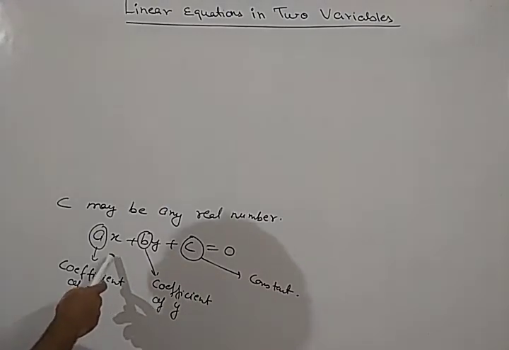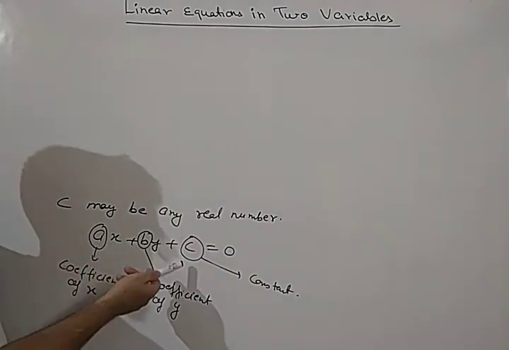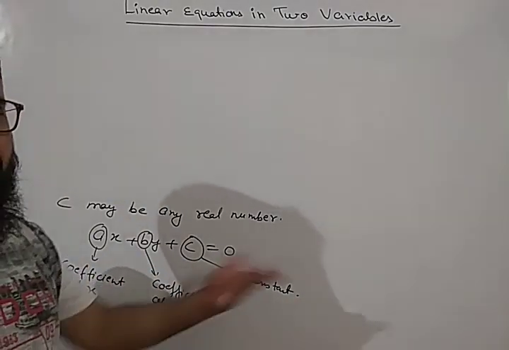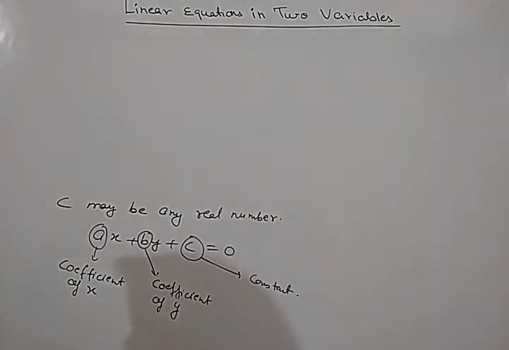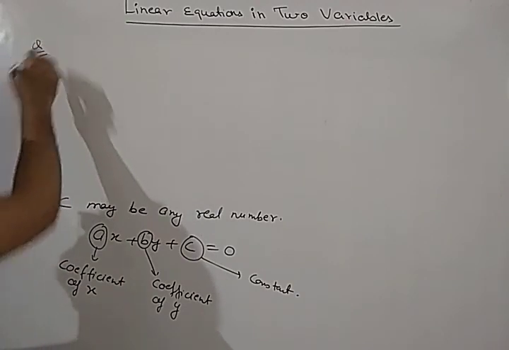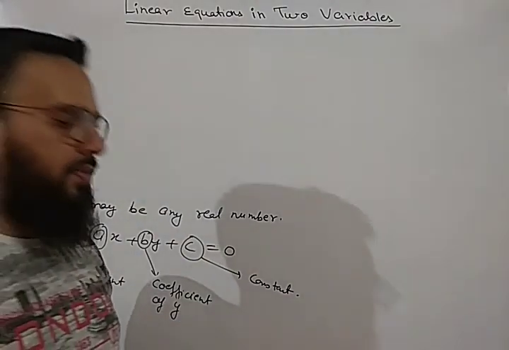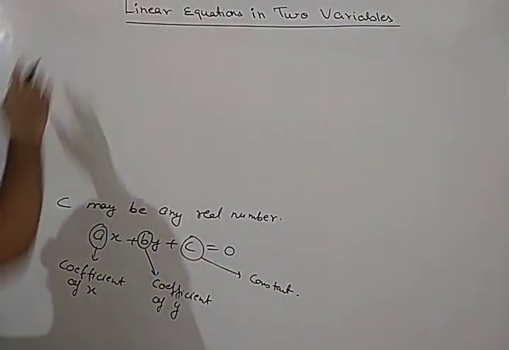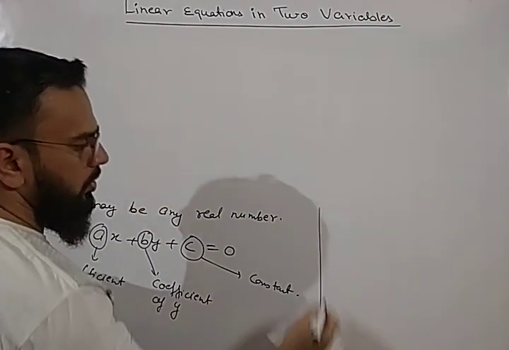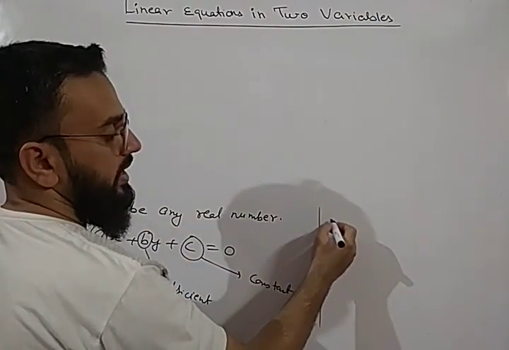Now in this equation, the signs of a, b and c may be positive or negative. That will depend on the question. Now we have the first question. You may be given any equation. Let us take some example first, any example of a linear equation in two variables.